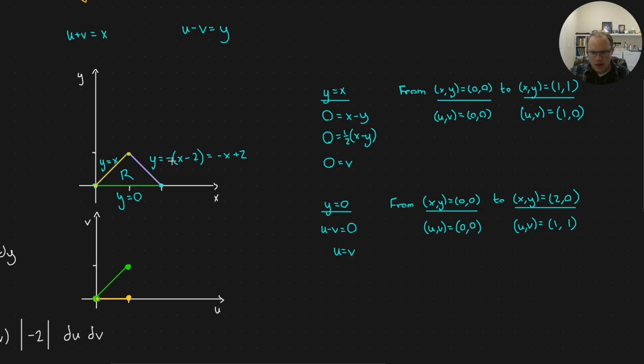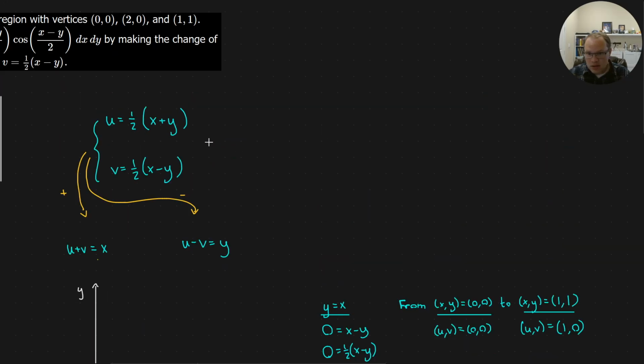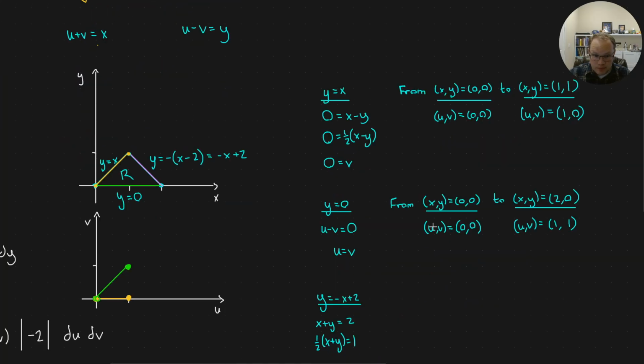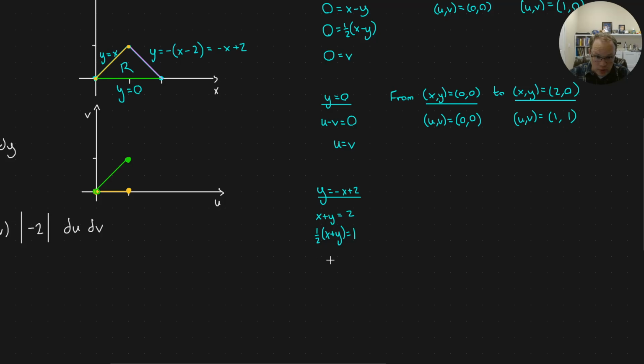This edge right here, the line y equals negative x plus 2. Okay? I could, again, just plug in u plus v for x, u minus v for y. That would work. But I see that if I add x to the other side, I get x plus y equals 2. And if I multiply by 1/2, I get 1/2 x plus y equals 1. 1/2 x plus y is exactly what u is equal to. Okay, so this is just u equals 1.